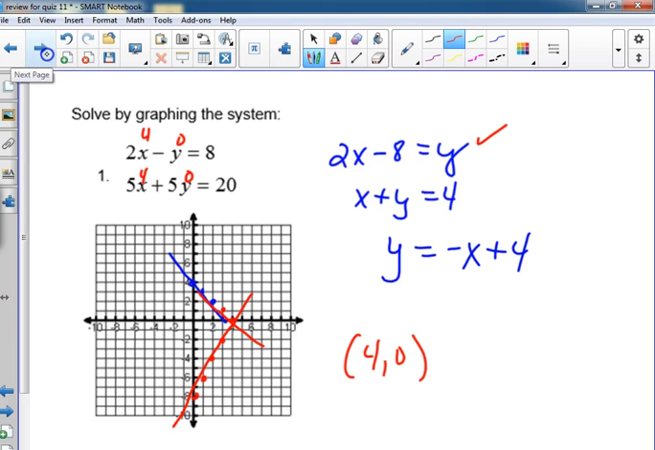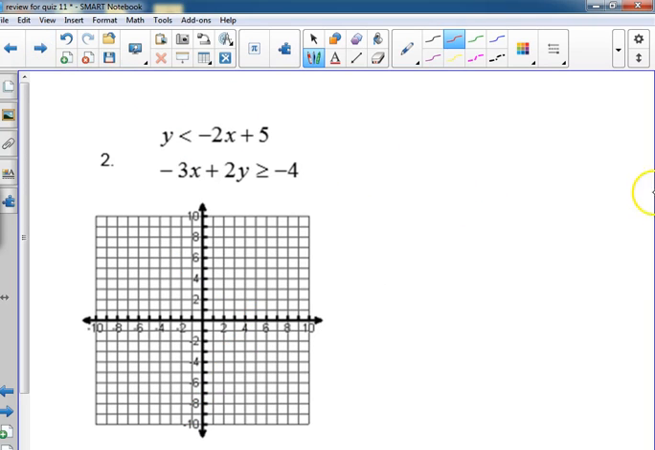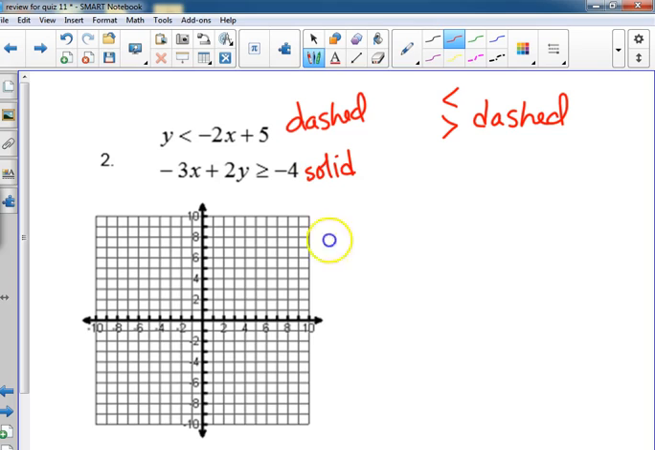Everybody's good? All right. What are my concerns on this? That's a good concern. These are dashed lines, right? So this one needs to be dashed, and this one is going to be solid. Okay. What else?